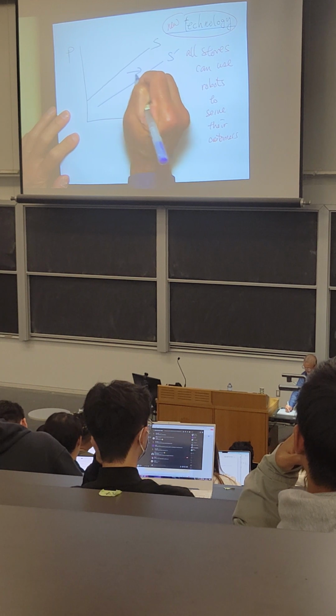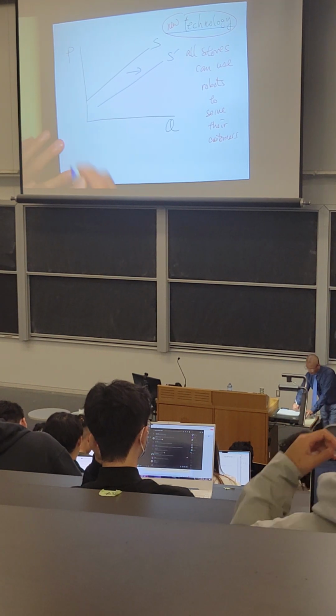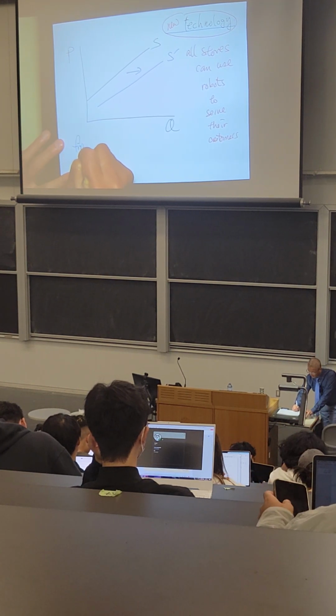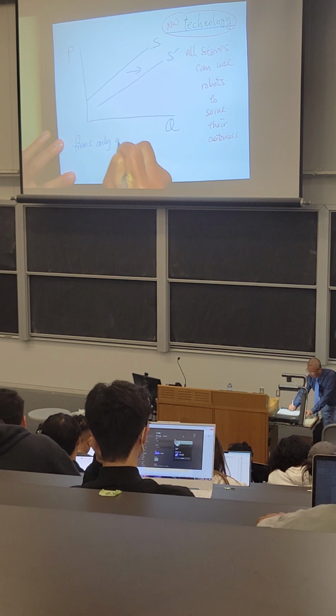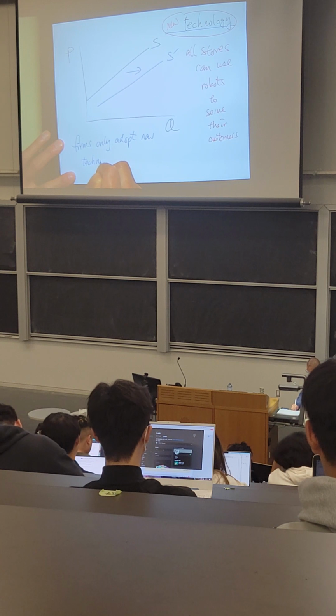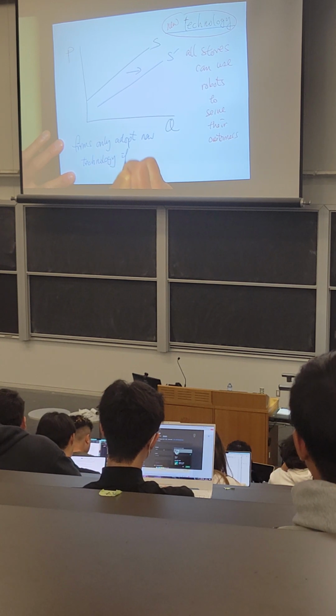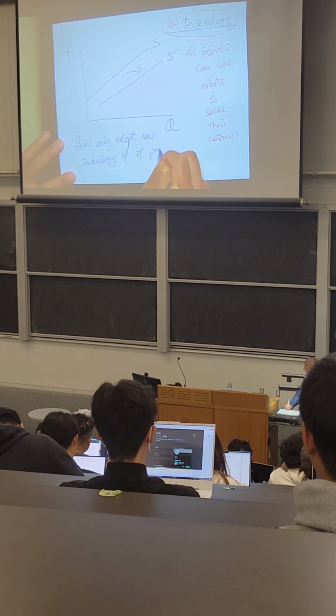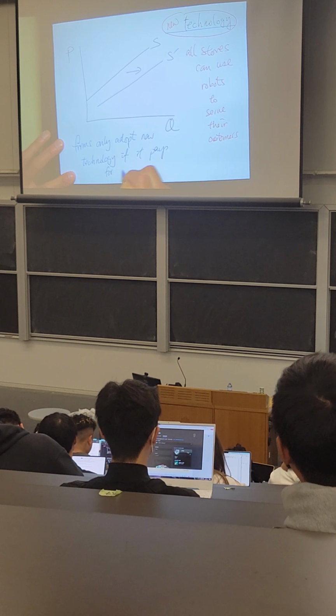You guys were right, because the technology is going to cause the supply curve to shift to the right. Why? Because firms only adopt new technology if it pays for itself.